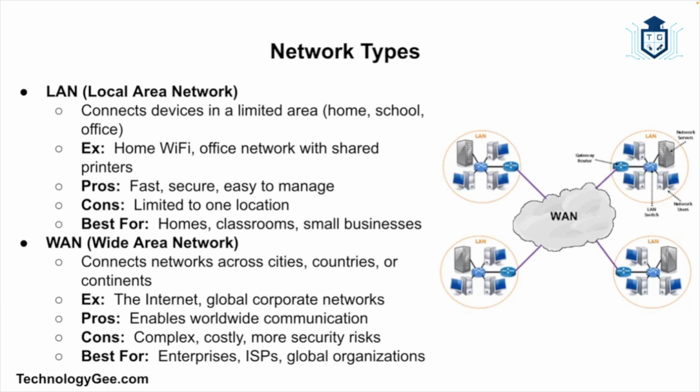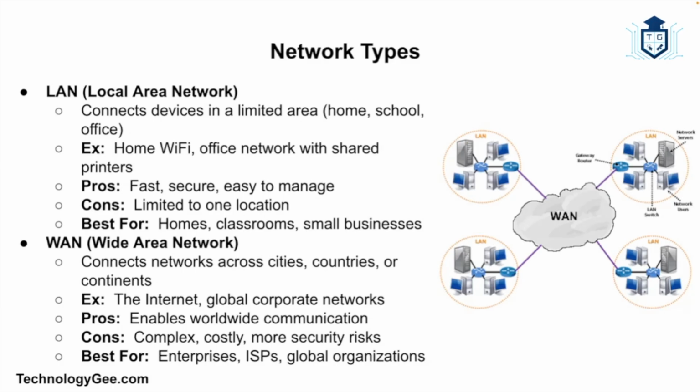And then we have what is called a WAN, or a wide area network. And this is a network that spans large geographic areas like cities, states, or even countries. And the internet, this is the biggest WAN out there. And then you also have corporate branch offices that are connected across the globe. Those are also considered wide area networks.